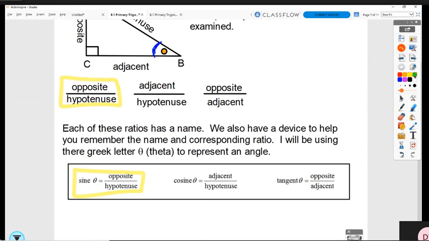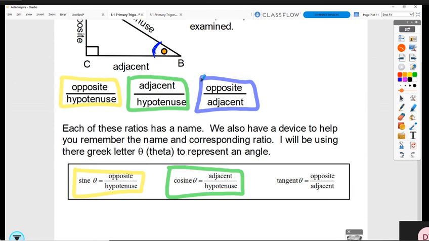The adjacent over the hypotenuse is really cosine. Cosine. Or cos. You might hear cos, or see it on your calculator, COS. And this last trig ratio, opposite over adjacent, is really the tangent of an angle.